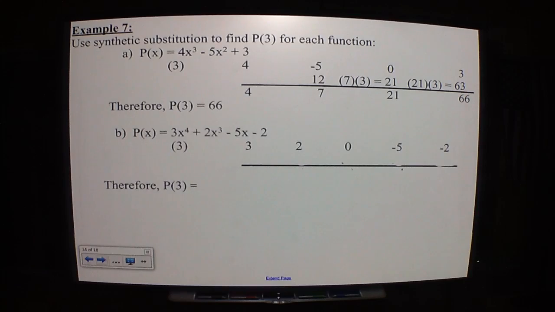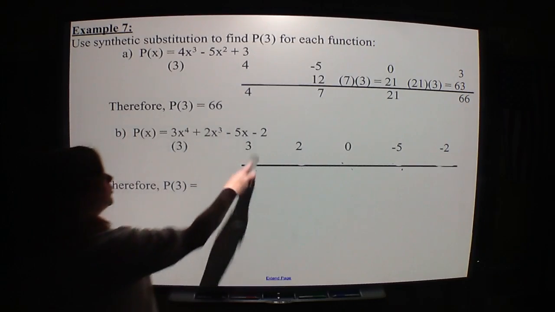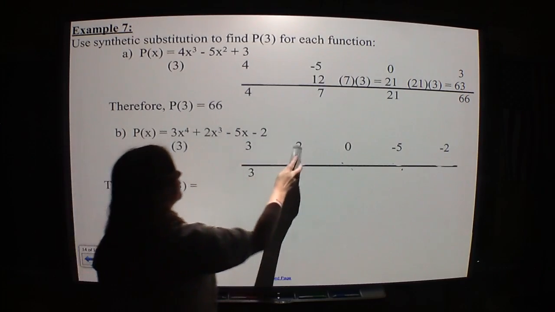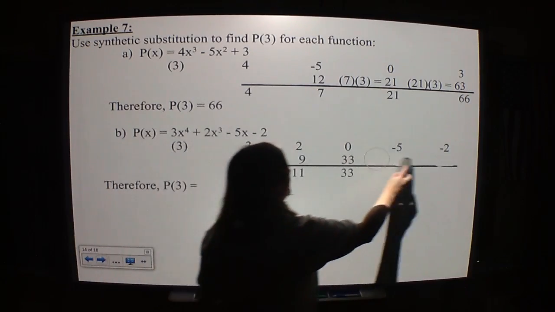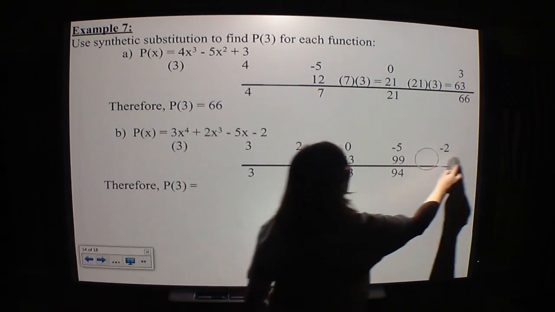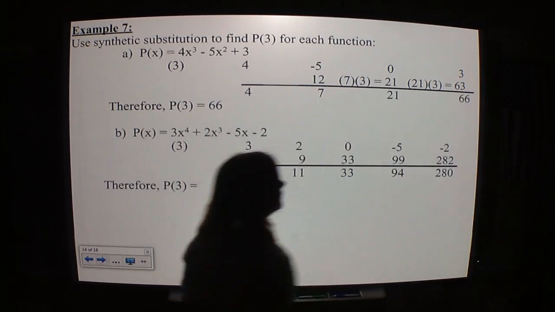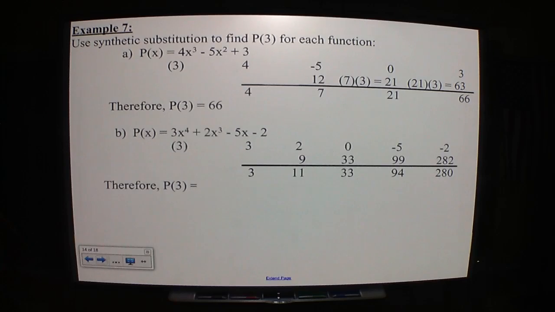For the next polynomial, I'm going to find P of 3 real quick. Bring down the 3. Multiply 9. Add. Multiply. Add. Multiply. Add. Multiply. Add. So P of 3 for this polynomial is 280.